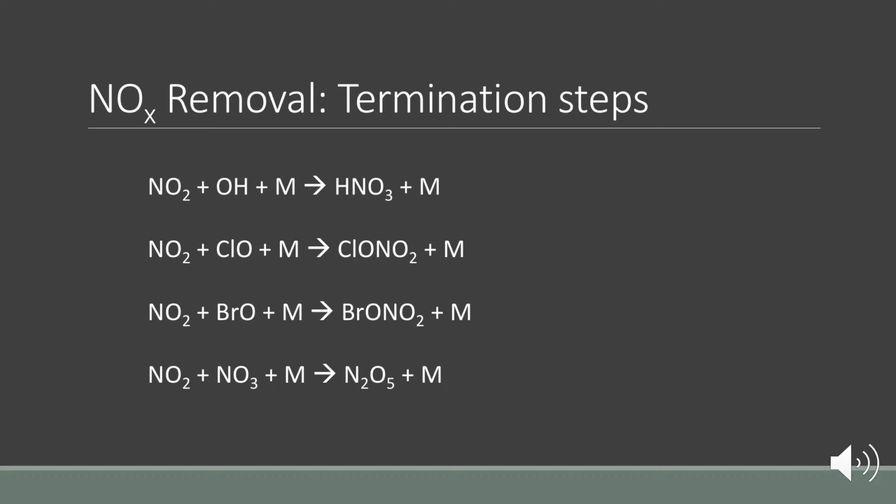So how is NOx removed from the atmosphere? NOx catalytic cycles are terminated by these reactions. The species on the right are called reservoir species. They hold nitrogen in these forms, preventing it from continuing the catalytic cycles that destroy ozone.